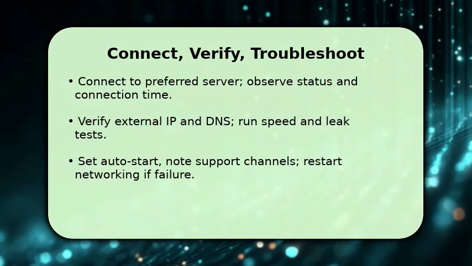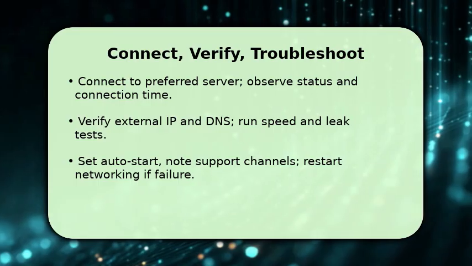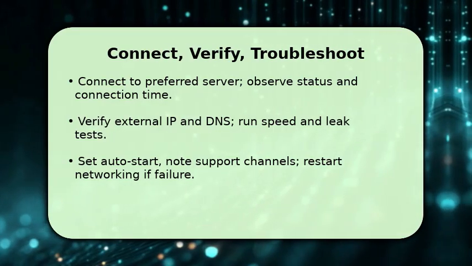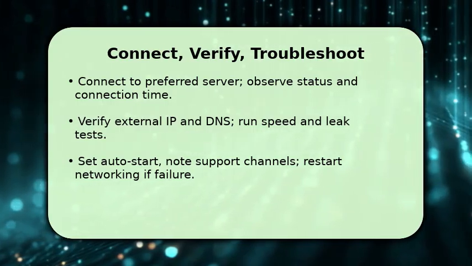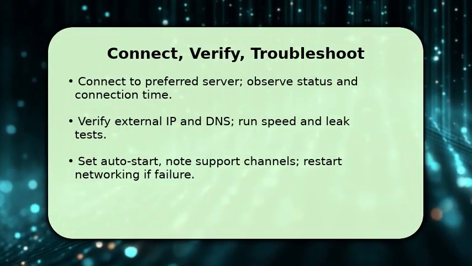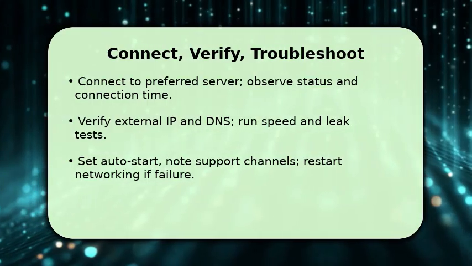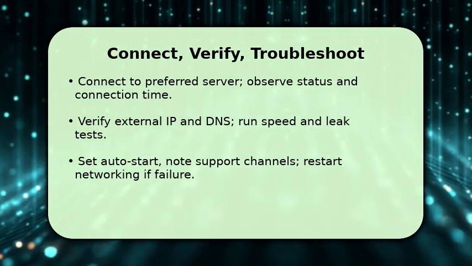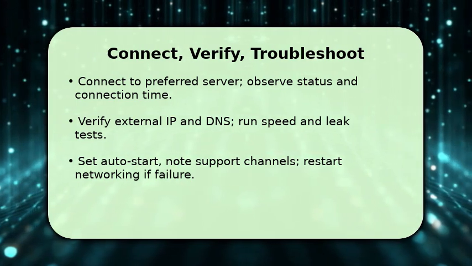You finish by connecting and validating the tunnel. Click Connect to your chosen server and watch the status until it shows secure. Note connection latency. Once connected, verify your external IP and DNS to confirm traffic routes through the VPN and run a speed test to ensure acceptable performance. If everything works, enable auto start and save credentials for convenience. If you can't connect, restart your network adapter, toggle protocol, e.g., switch to OpenVPN, and contact support with logs as a key troubleshooting step.